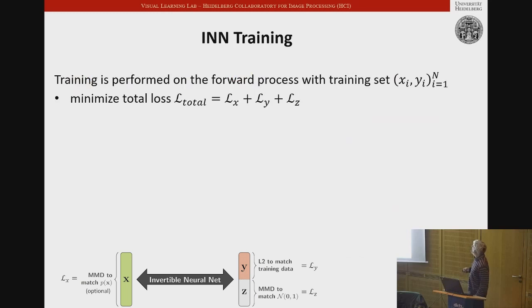So now the training: the total loss is a loss on all three sides, where the x loss is optional. When we have it, it usually converges faster, but it's not strictly necessary.